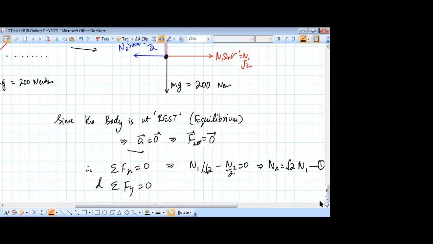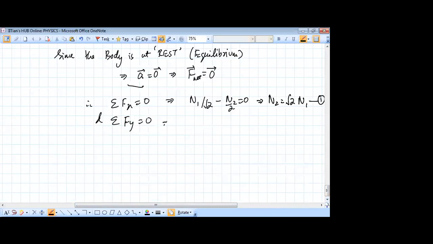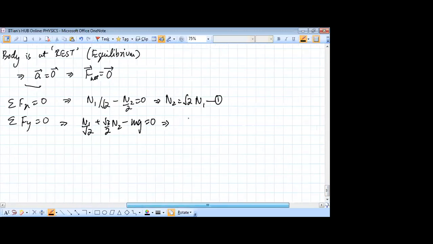We have two unknowns, N1 and N2, so we need two equations. For the second one, you can see the vertical component of this one is N1 by root 2. The vertical component of that one was root 3 by 2 N2 minus weight should be 0. So this one will give us another equation now, that N1 by root 2 plus root 3 by 2 N2 should balance the weight, which is 200 newtons. So that is our second equation.